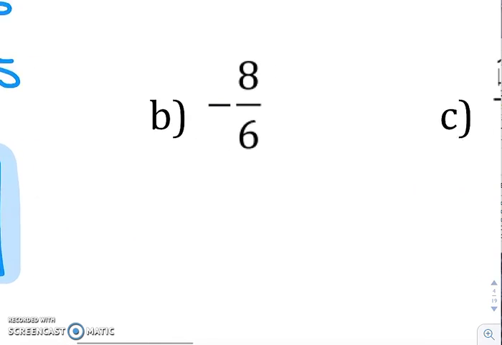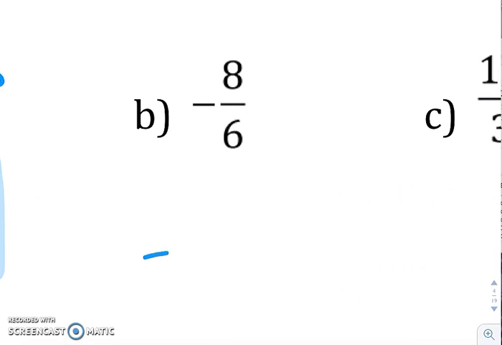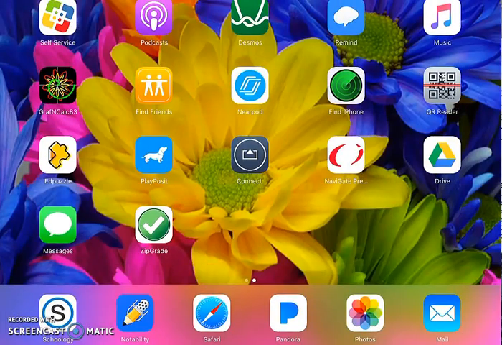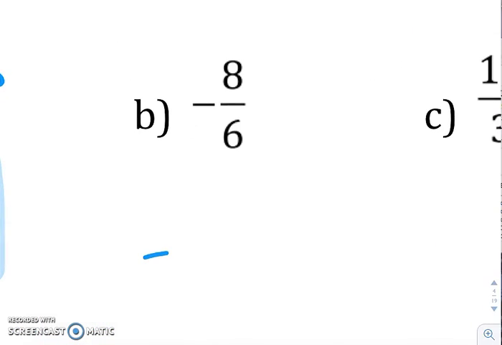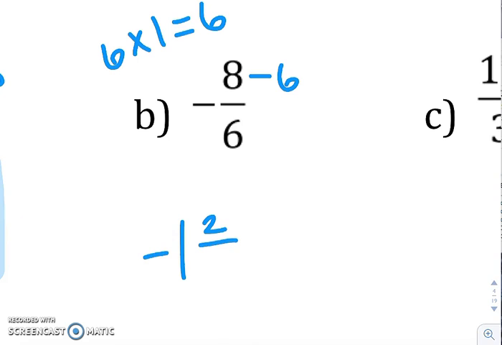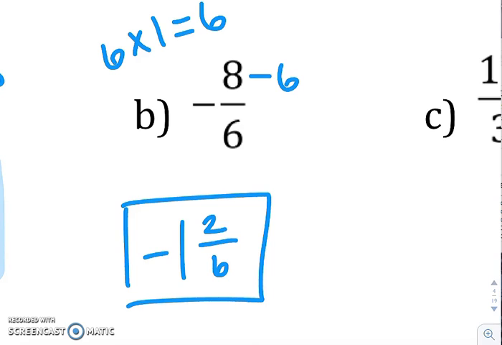So for B, I know this is going to be negative, but we're going to take 8 divided by 6 in the calculator. 8 divided by 6, we get 1.333 repeating. So again, the 1 is going to be that whole number on the outside. So we've got negative 1. So 6 times 1 is 6. That's what we subtract from the top. So what is 8 minus 6? 2. So negative 1 and 2 sixths. We could also reduce that to negative 1 and 1/3, but we'll talk about that later.